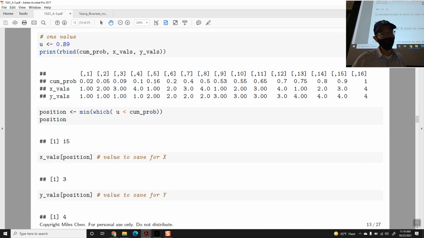What if we get a generated value and u is 0.89? Okay, 0.89 falls in between 0.8 and 0.9. And so we want x to be 3 and y to be 4. And again, we just ask, what's the smallest value where u is less than the boundaries that we've established? The smallest value where it's true is the 15th value. So we go to the 15th position, and we ask, what is x in the 15th position? X in the 15th position is 3. What is y in the 15th position? Y in the 15th position is 4. And so we could generate our values this way.